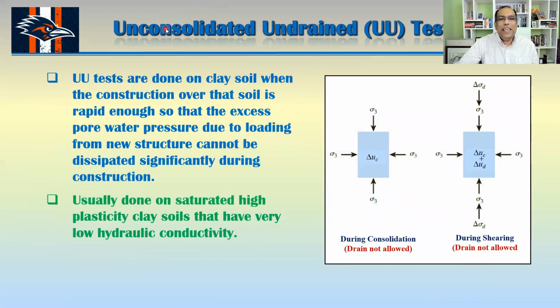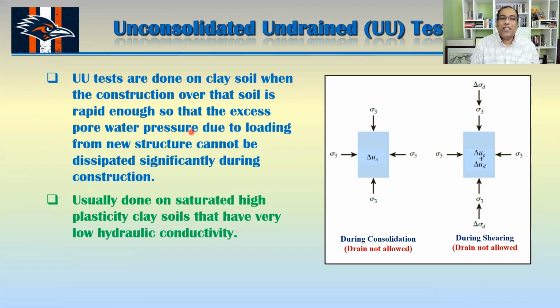This is the UU test, unconsolidated undrained test. In both stages of the triaxial test, the valve will be closed, and you can go at a much faster pace here, because you don't have to make sure that your excess pore water pressure is 0. That's why it's also called the rapid test. Okay, so when do you do that one?